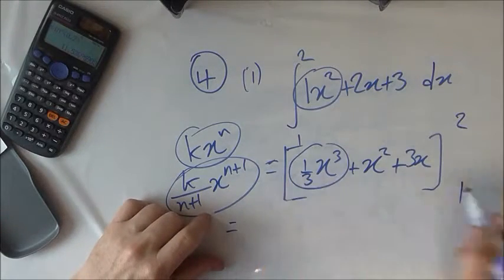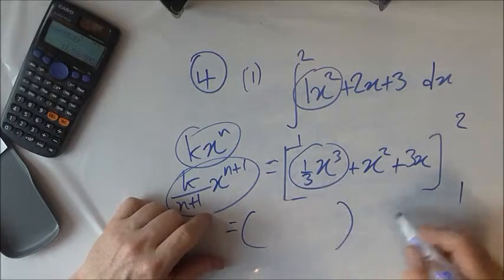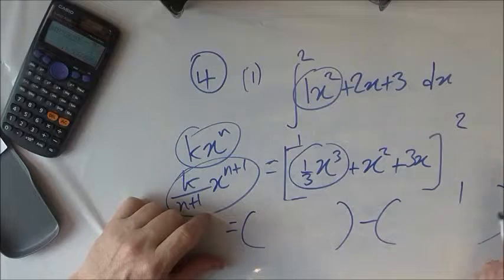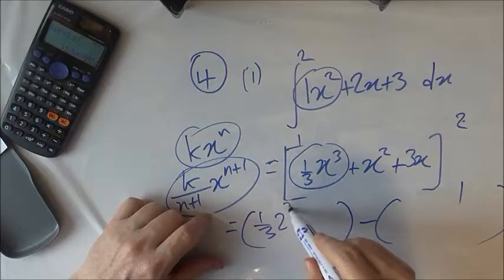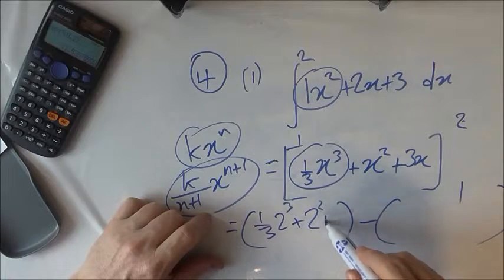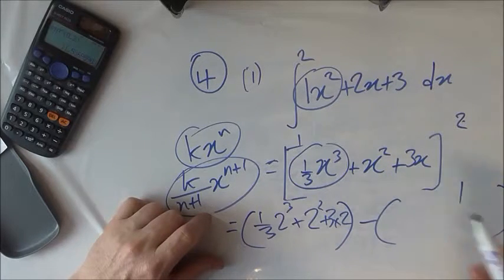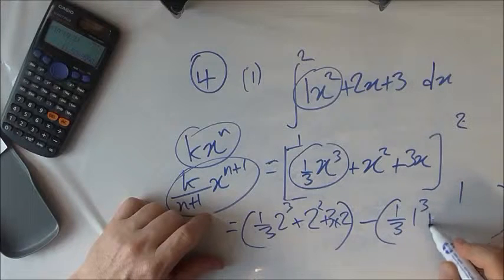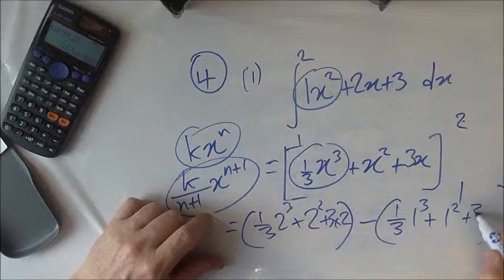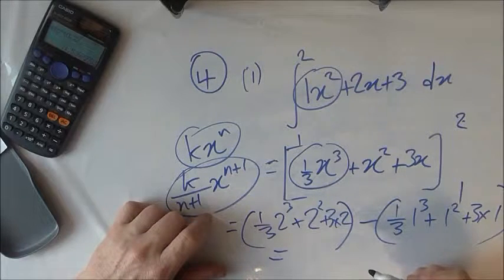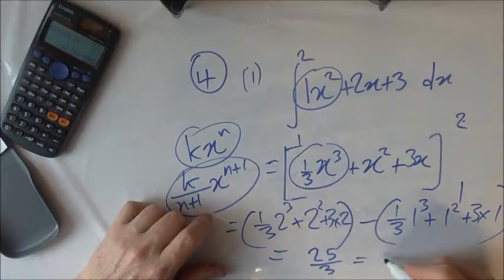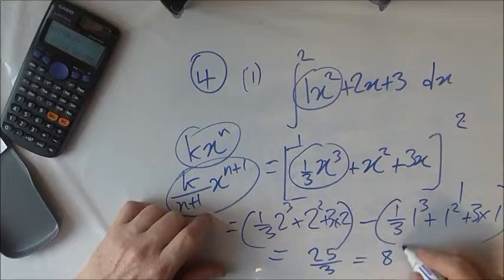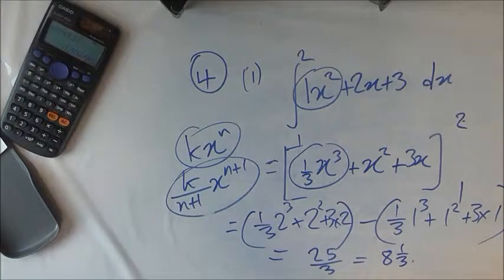Okay, now what do you do? You replace a single set of square brackets with a double set of regular brackets with a minus in between, and don't write the algebra anymore. Substitute this. And substitute this. And pump that through a calculator. And you get 25 over 3, which is 8 1/3.